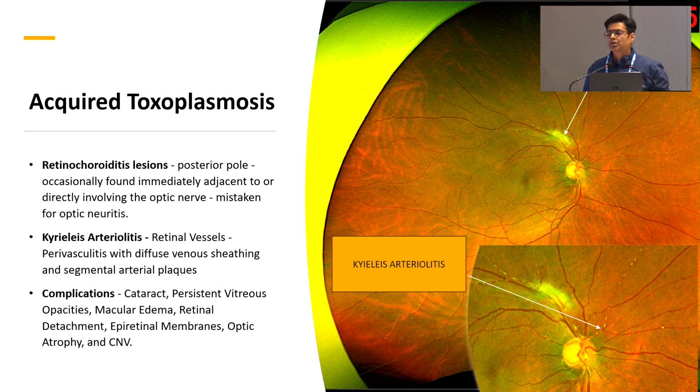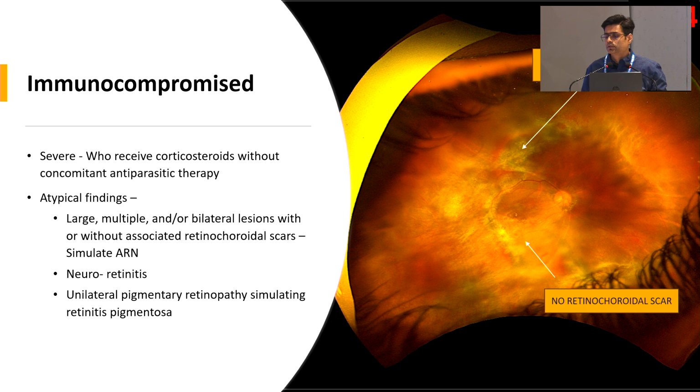Apart from that, these lesions can also be somewhere near the disc, and sometimes they can even lead to adjacent disc swelling. So it can be in the form of neuroretinitis, and the typical perivascular sheathing and the exudates, which you can see in this photograph, which are actually called Kyrieleis arteriolitis. The complications can also be that it may lead to a cataract or a macular edema or retinal detachment rarely.